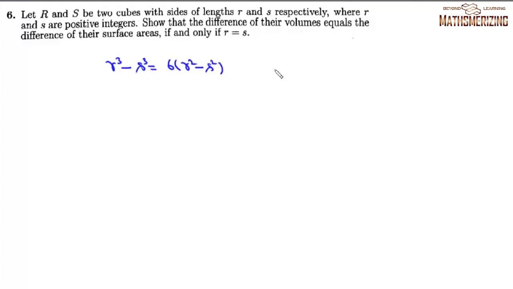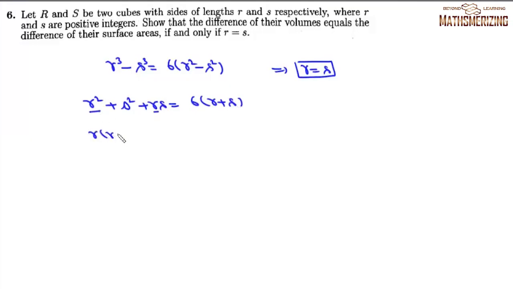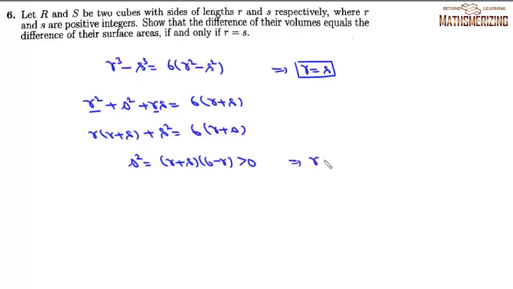Now we can cancel R minus S. That means one result that we'll get here is R must be equal to S, and then we'll be left with R square plus S square plus R into S equal to 6 into (R plus S). Now here if we take R common, we can write R into (R plus S) square equals 6 into (R plus S), or S square is (R plus S) into (6 minus R). Now S square is greater than 0. That means from here we can say the value of R must be less than 6.